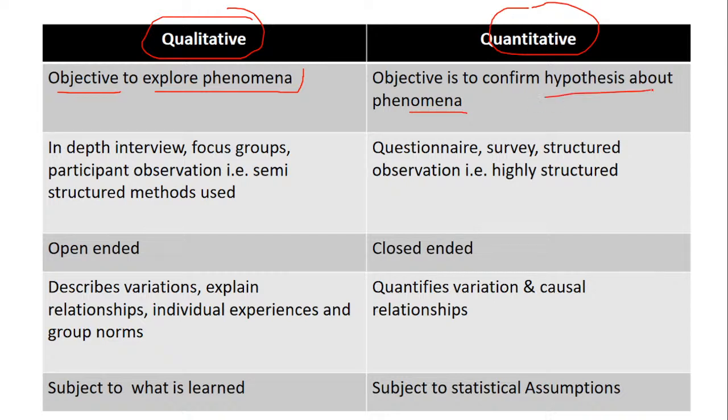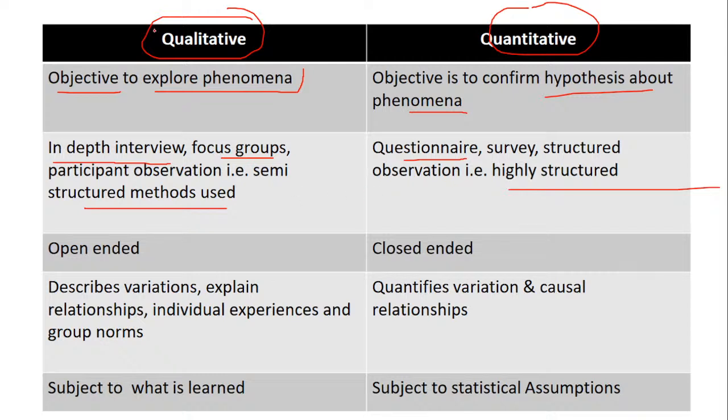Based on your hypothesis. Now, qualitative research indicates methods such as in-depth interview, focus group, participant observation, or semi-structured methods. Quantitative research indicates questionnaire, survey methods, structured observation, which is highly structured. So your qualitative research is either unstructured or semi-structured, whereas your quantitative research is very highly structured, which is properly planned.